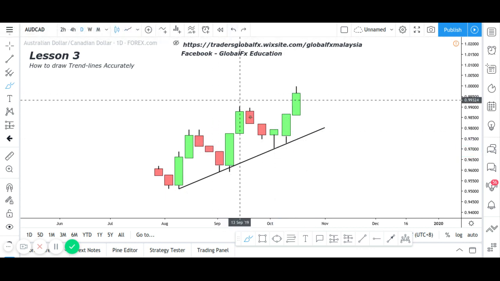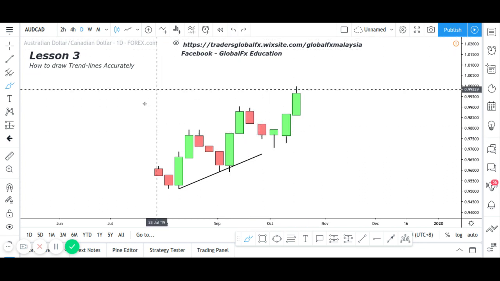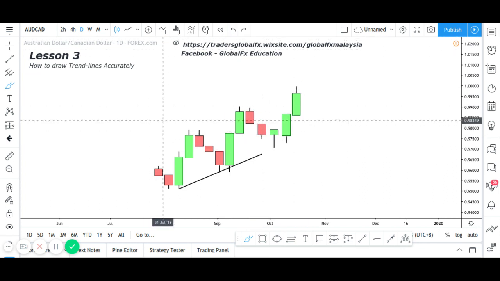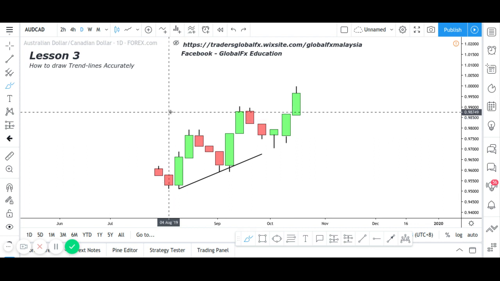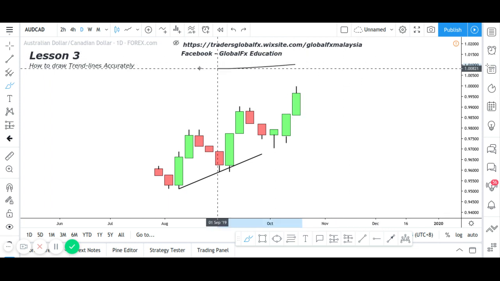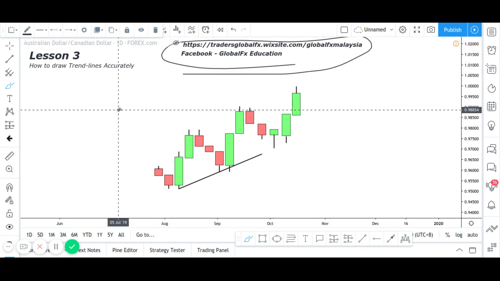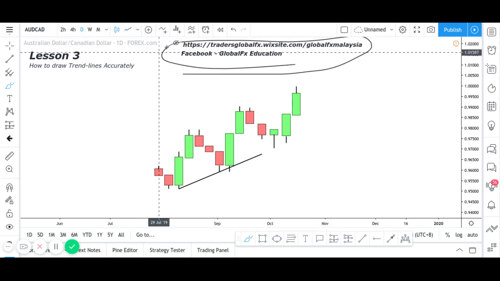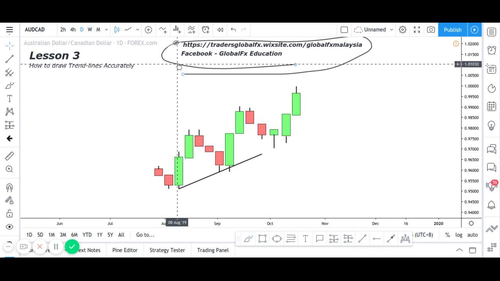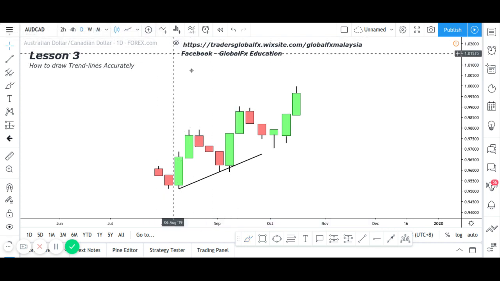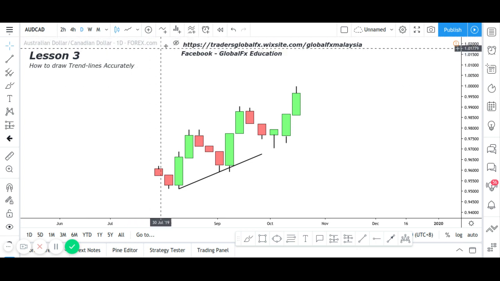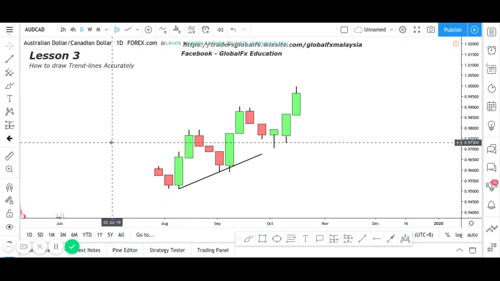Now, just to show you guys on an example, I'll show you a live example of Australian dollar CAD, just to show you exactly what I mean. Also, if you guys like and enjoy this video, make sure that you check my Facebook page and my website out, where we have different educational materials and also good analysis for you guys to profit off the market. So let's go to the chart and check it out.